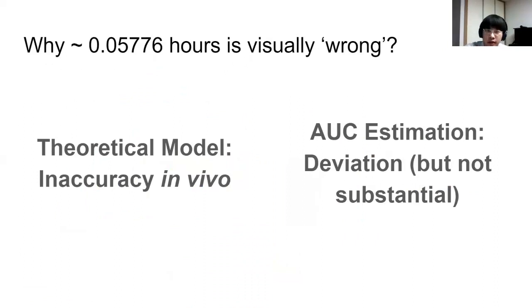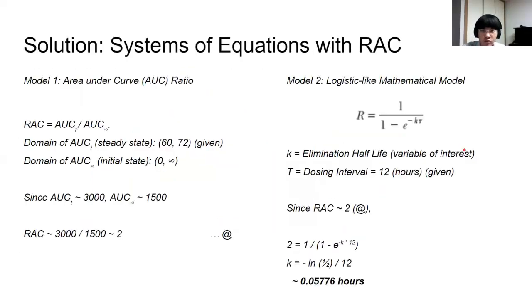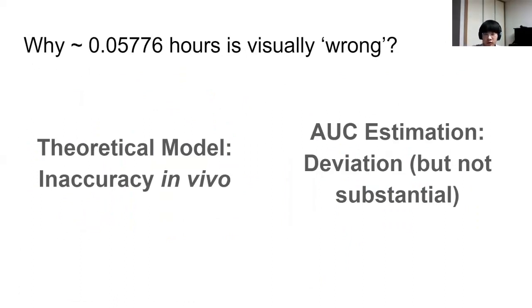Another source of error is that the AUC estimation is quite deviated. We just estimated around 1,500 and around 3,000, but we don't know whether it's actually like that. It's not substantial, but the main point is that this is all theoretical. In real life, it's going to be much more complicated, and you need to put in a lot more factors. Although it was quite chaotic and we had multiple topics to go over, I hope that you learned at least some interesting topics about pharmacokinetics.